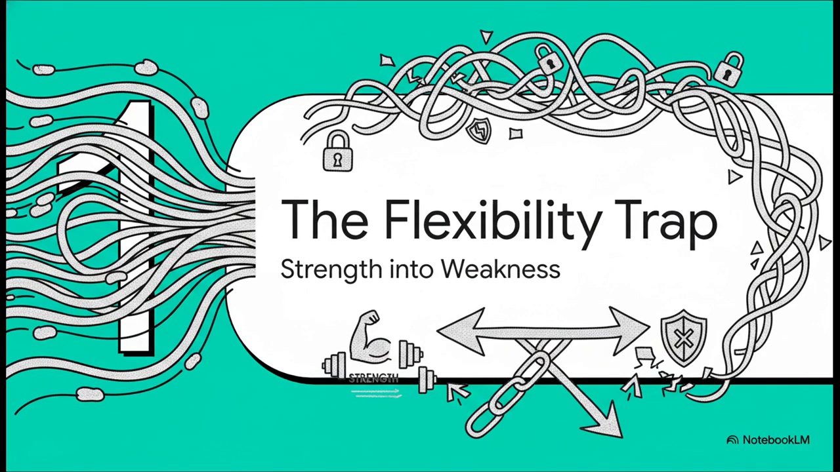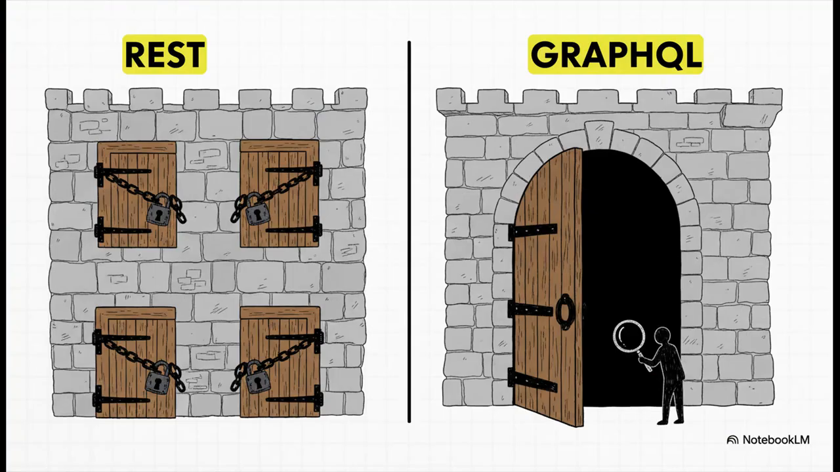All right, so to really get this, we've got to talk about what I like to call the flexibility trap. It's this idea that GraphQL's greatest strength can actually become its most dangerous weakness. Let's break it down. Okay, this slide right here nails the fundamental difference.